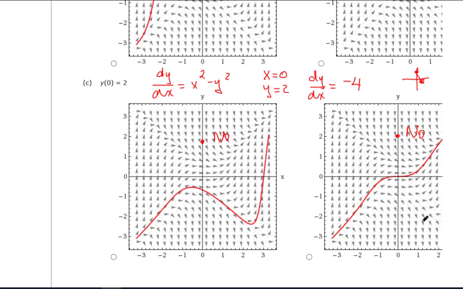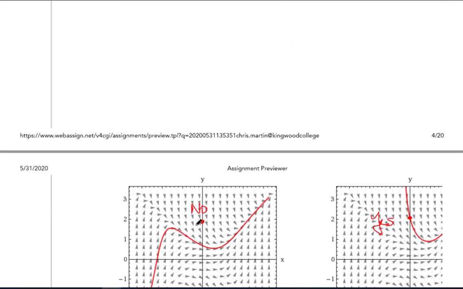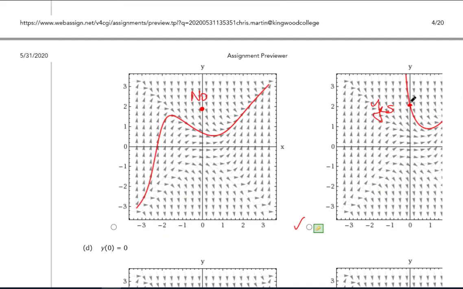All right, what about at the initial point 0, 2? Well, look here, there's no solution there. What's going on at 0, 2 is I've got 0 squared minus 2 squared. So the slope should be pointing downward at that initial position of 0, 2. So here is 0, 2, and yes, the direction of the flow is going downward with a slope of -4.